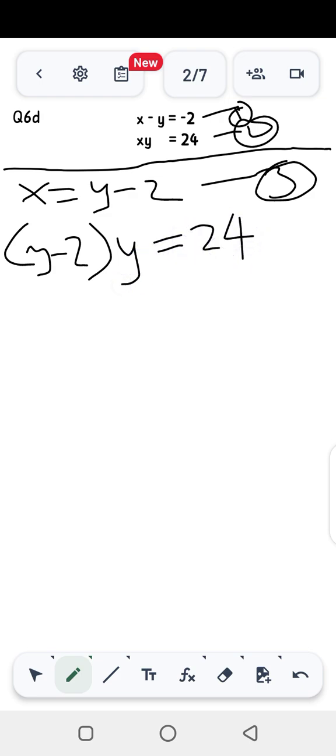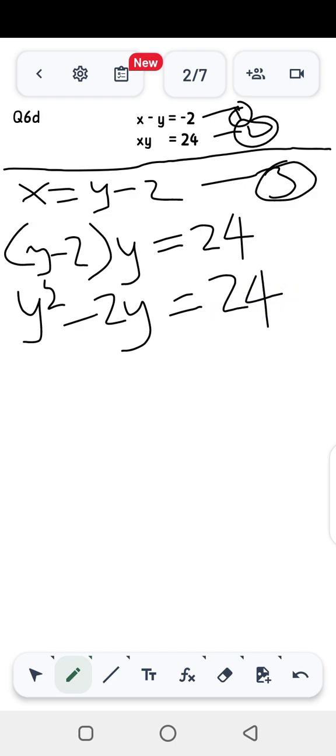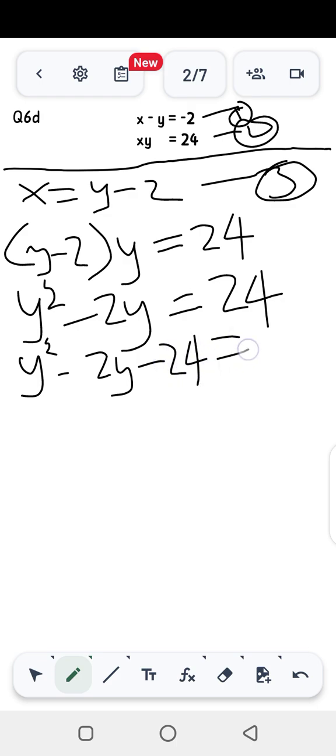Next step is to expand this bracket. So y times y gives me y squared, and minus 2 times y gives me minus 2y, which is equal to 24. Right now the highest power of y here is 2, so that makes it a quadratic equation. So let's put it in that form. This will be y squared minus 2y minus 24 equals 0, and then we have to solve this.